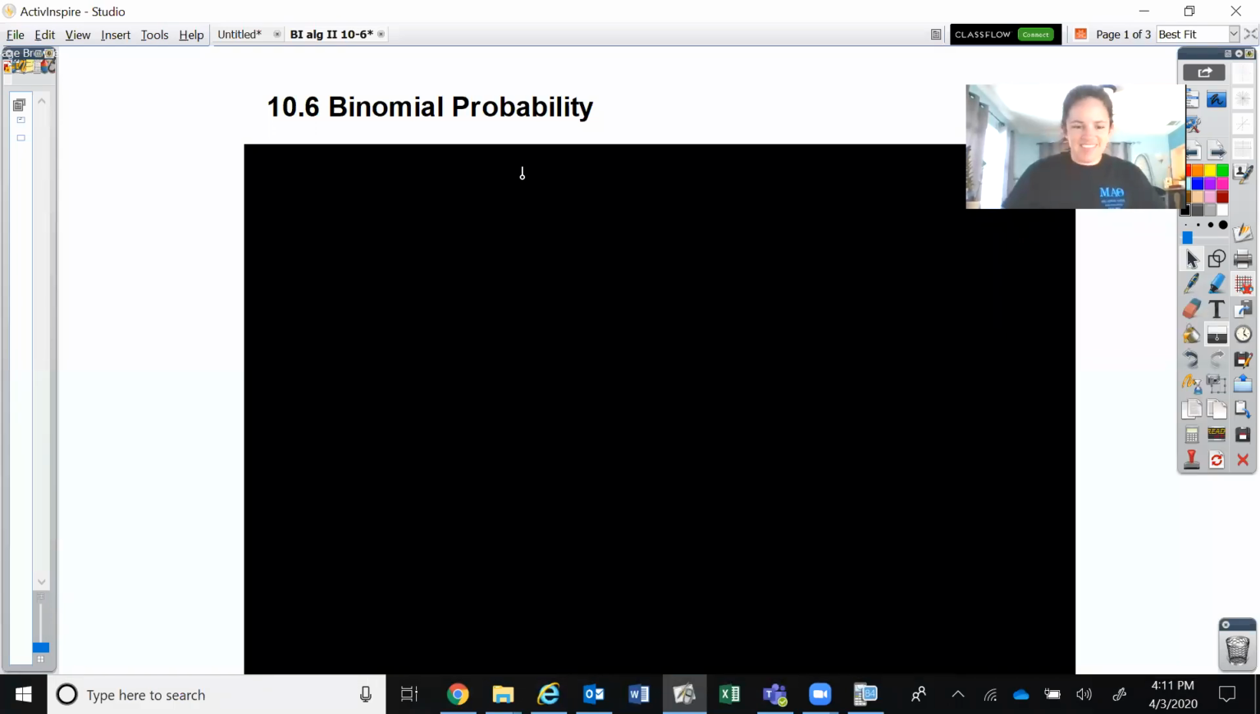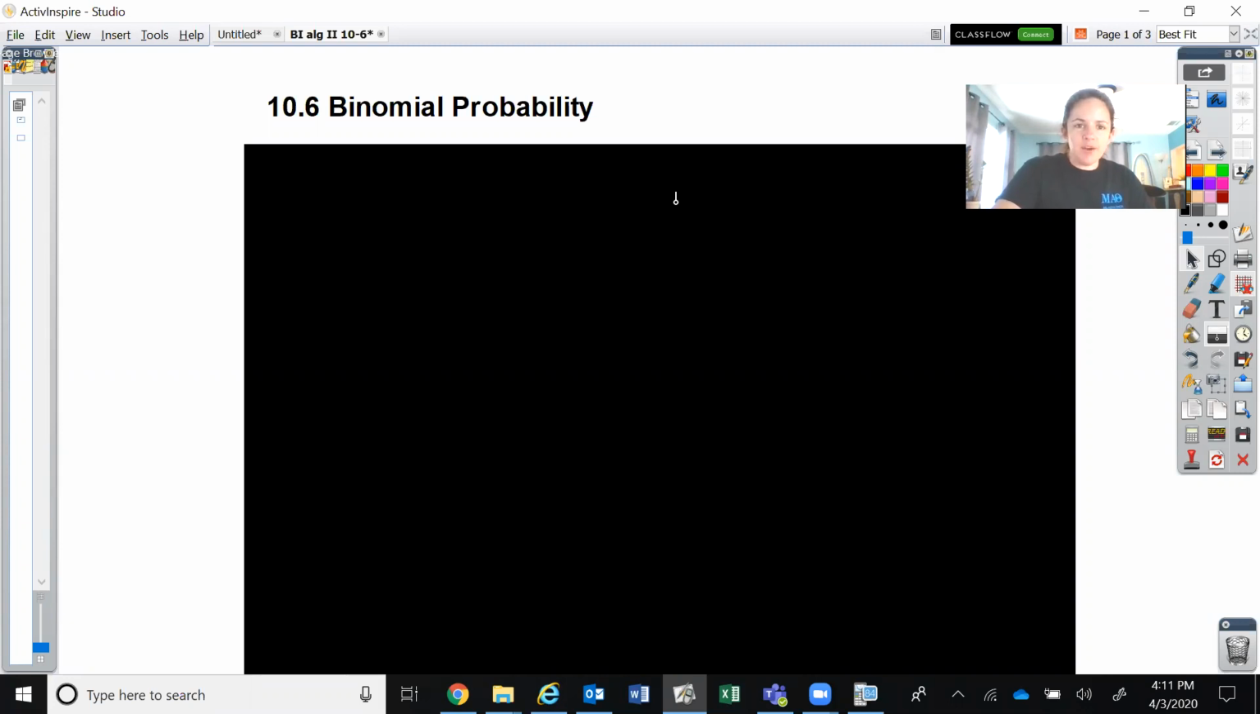Hello again. This is 10.6, which is binomial probability. We won't be doing the entire section in 10.6. We're actually just sticking to some basics of binomial probability.